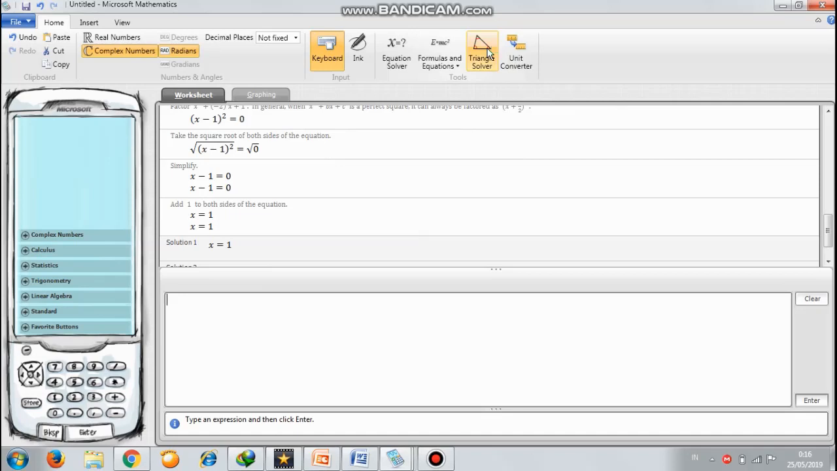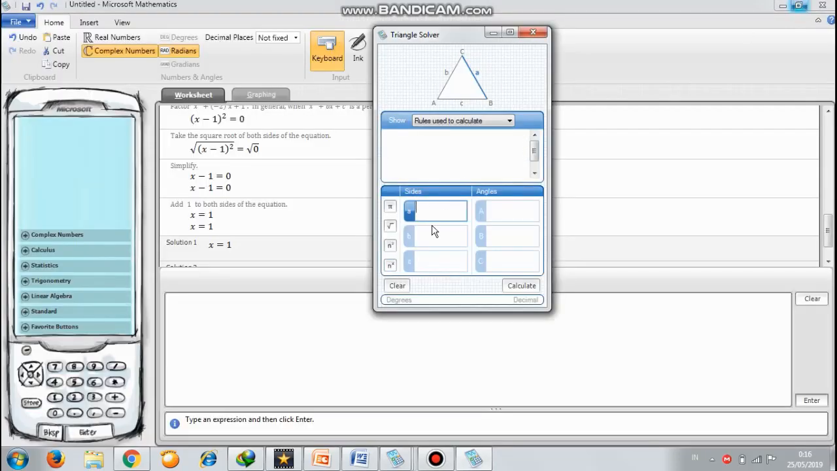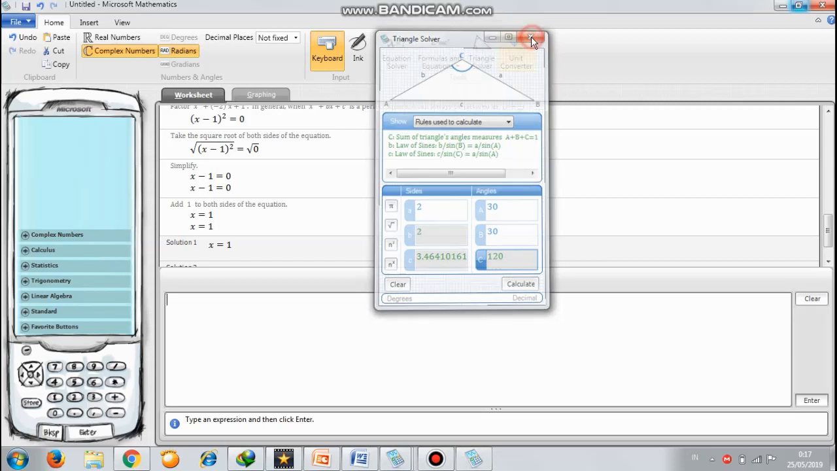We can fill in the blank. There are 3 columns for sides and 3 columns for angles. For example, we fill in the 3 sides and then click calculate and it will show the 3 angles. Or we can also input one side and 2 angles like this. Then click calculate, and it will show the other side and other angles.